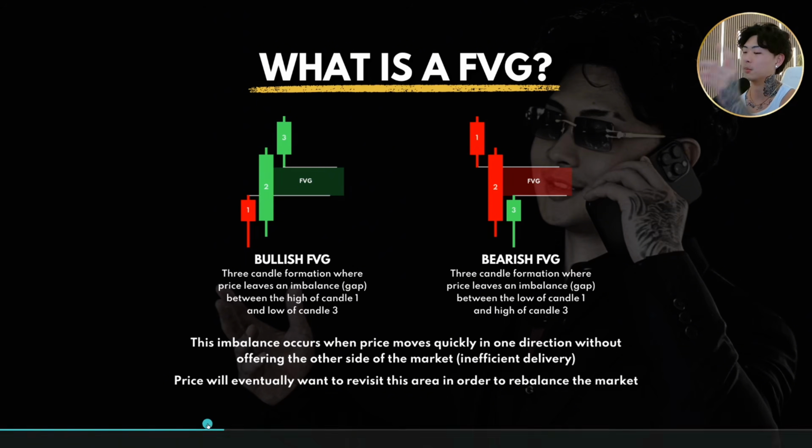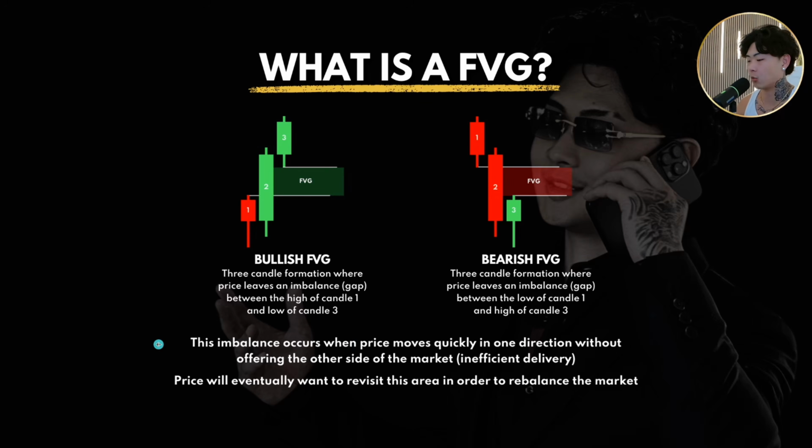Back to the point. Price will eventually want to revisit this area in order to rebalance the market. When it moves so fast, it does not offer the other side of the market. So in a buy context, we only offered buy side, and in a sell context, we only offered sell side. So price will eventually want to draw back to that.